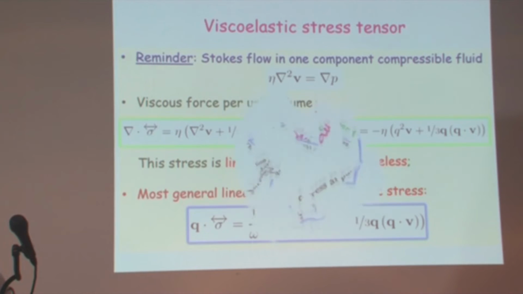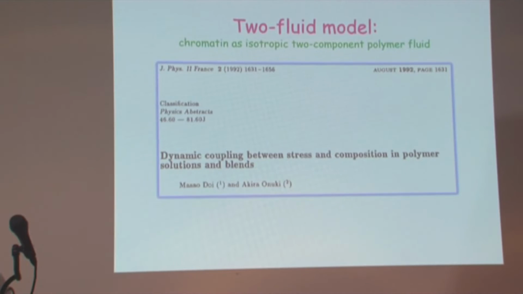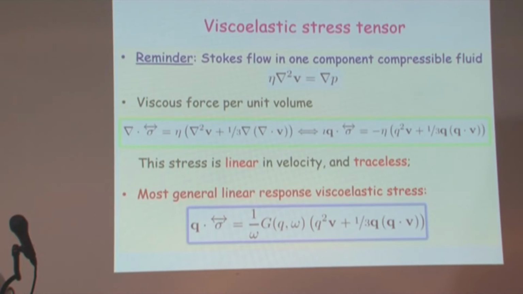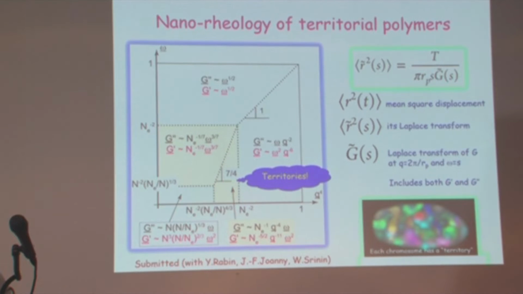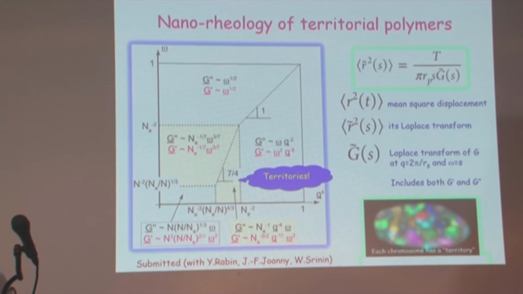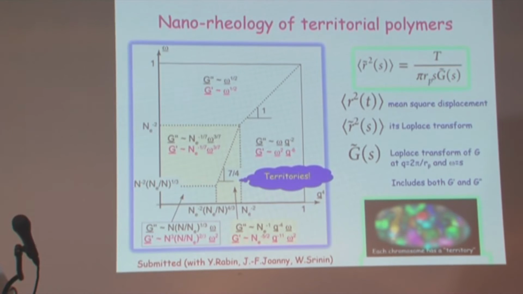Well, it's known that for viscoelastic materials, viscosity will depend on frequency. Okay, but here it depends on more than frequency because it also depends on the length scale. Why does it depend on the length scale?